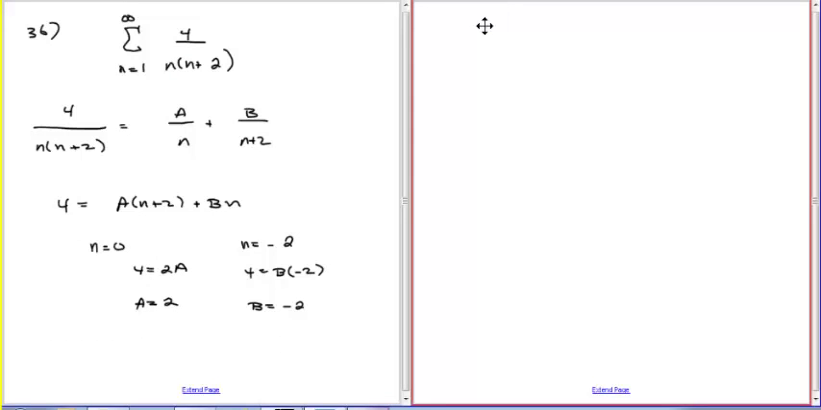Okay, so the original series can now be written as this. We get the summation from n equals 1 to infinity of 2 over n, plus the summation from n equals 1 to infinity of -2 over n plus 2.